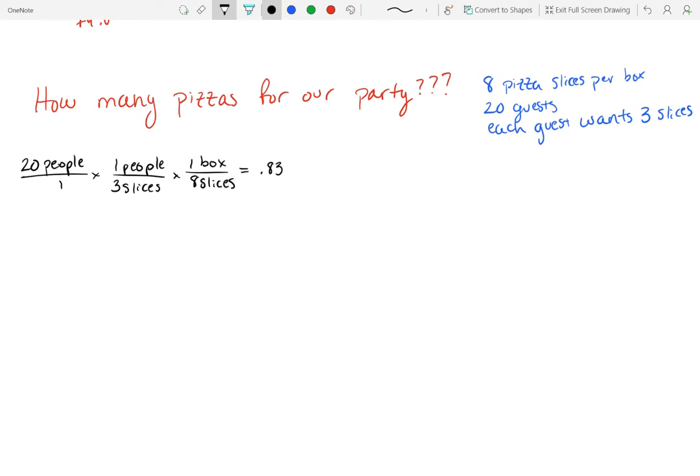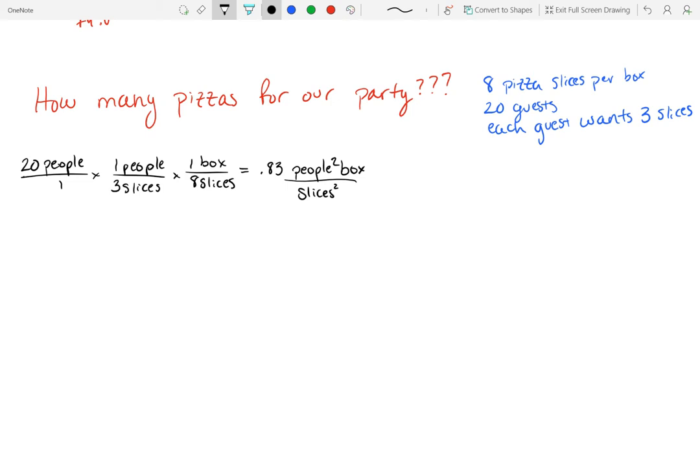Right? So let's look at our units. All the engineering majors should know this, maybe some science people too. Whenever you have units multiplying by each other, they actually become squared. So our units here are going to be people squared times boxes of pizza divided by slices squared.